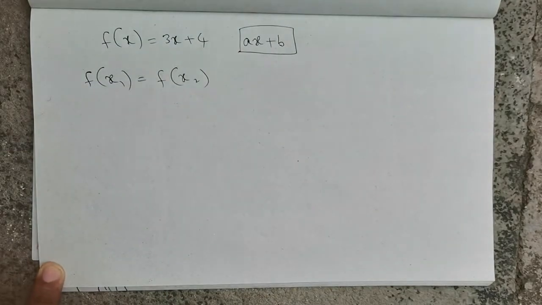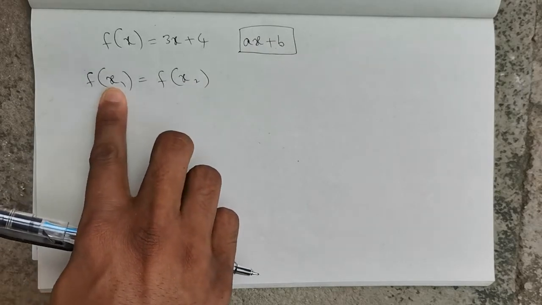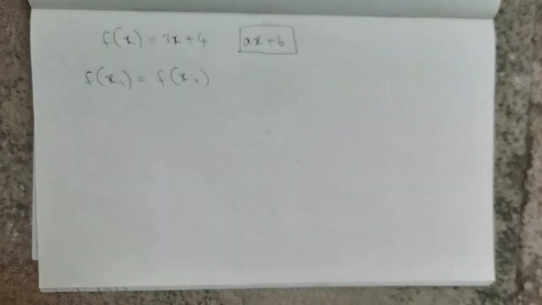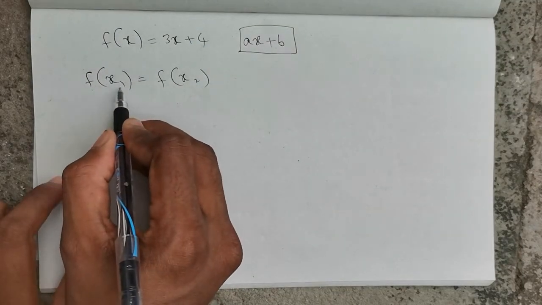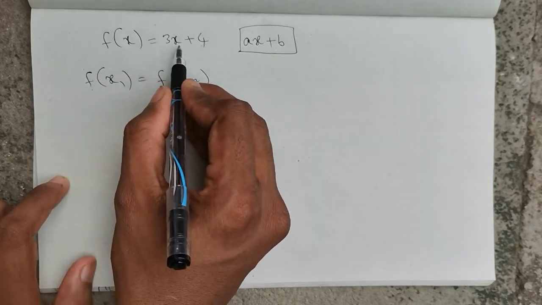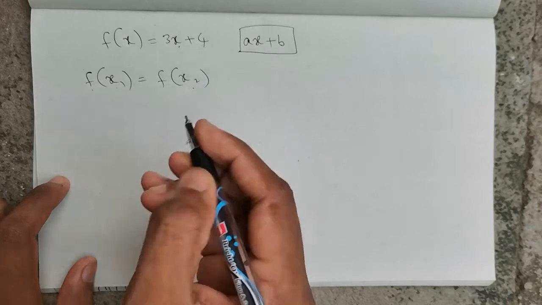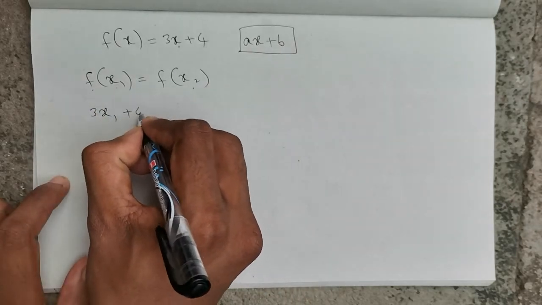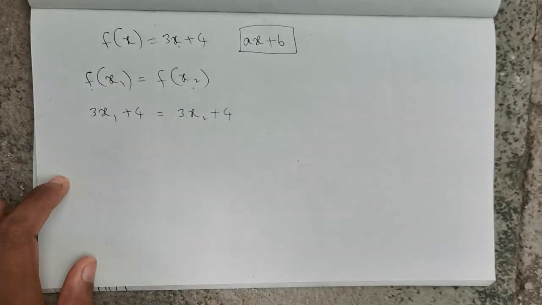x2. In some textbooks, instead of taking x1 and x2, they will take x and y, otherwise a1, a2. Anyway, both are same. No need to worry about it. Now, this f of x1 is nothing but in the place of x, we need to substitute x1. In the place of x, we need to substitute x2. So 3 into x1 plus 4 is equal to 3 into x2 plus 4.